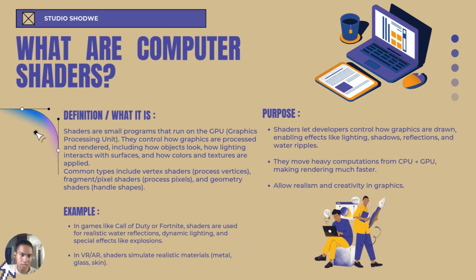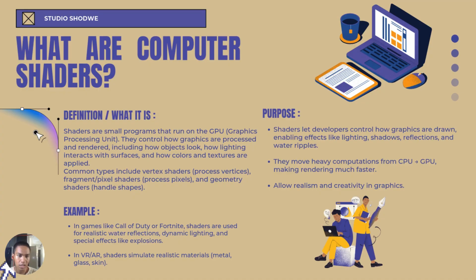So what are shaders? Shaders are small programs that run on the GPU and then control how graphics are processed and rendered, including how objects look, how lighting interacts with surfaces, and how colors and textures are applied. The common types are vertex shaders, pixel shaders, and geometry shaders. So, what is the purpose? Shaders let developers control how graphics are drawn, enabling effects like lighting, shadows, reflection, and water ripples. And it also allows realism and creativity in graphics.